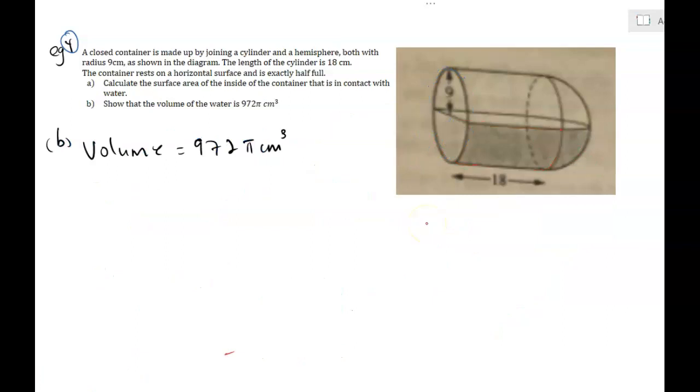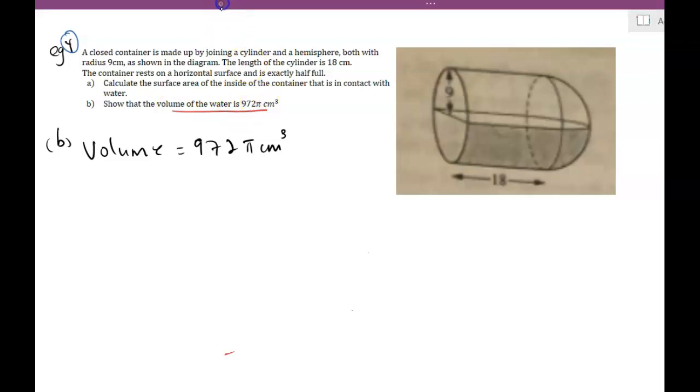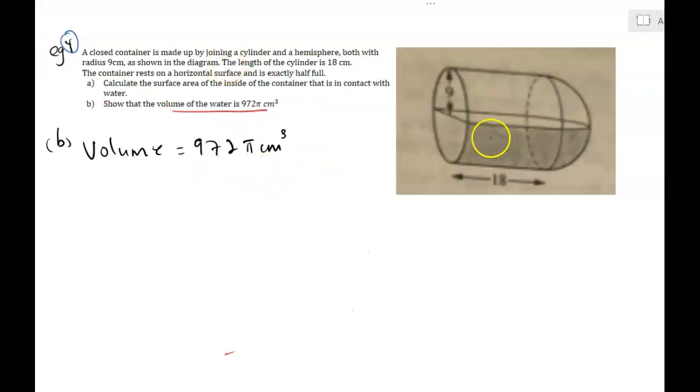Now let's move on to part B, where we have to show that the volume is actually 972 pi centimeters cubed. Now the volume of the water is actually all of this here, right? Now it's actually half of the entire container. But this container is made up of smaller containers. It's made up of a cylinder here and a hemisphere here. But in this hemisphere, it's really half of the hemisphere that is filled.